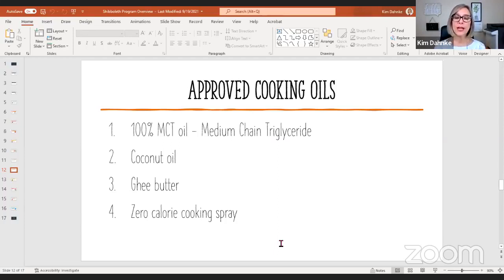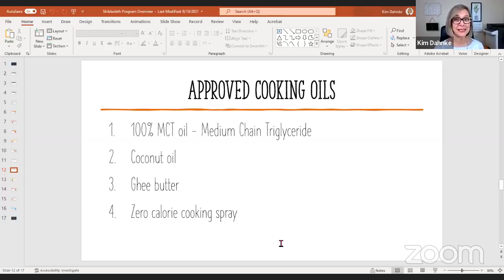So number 1, 100% MCT oil. The MCT is a medium chain triglyceride. A medium chain triglyceride burns like that. It has almost no propensity to be stored on your body as fat. Before Shibboleth, I was using things like vegetable oil, canola oil, olive oil. Those items are long chain triglycerides. They don't burn very fast, and they have a great propensity to be stored on your body as fat. So the number 1 recommended cooking oil on Shibboleth is MCT oil. It has a thermogenic effect, and it will help you burn a few little extra calories when you eat it.